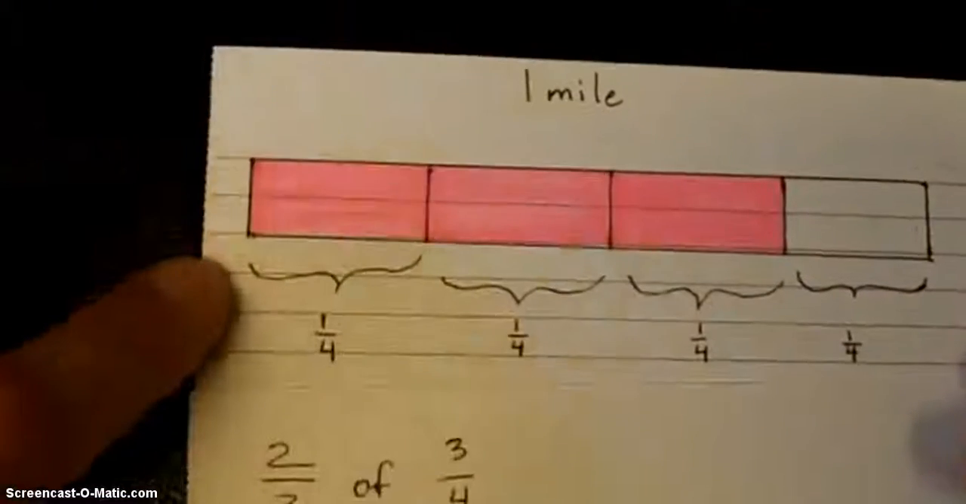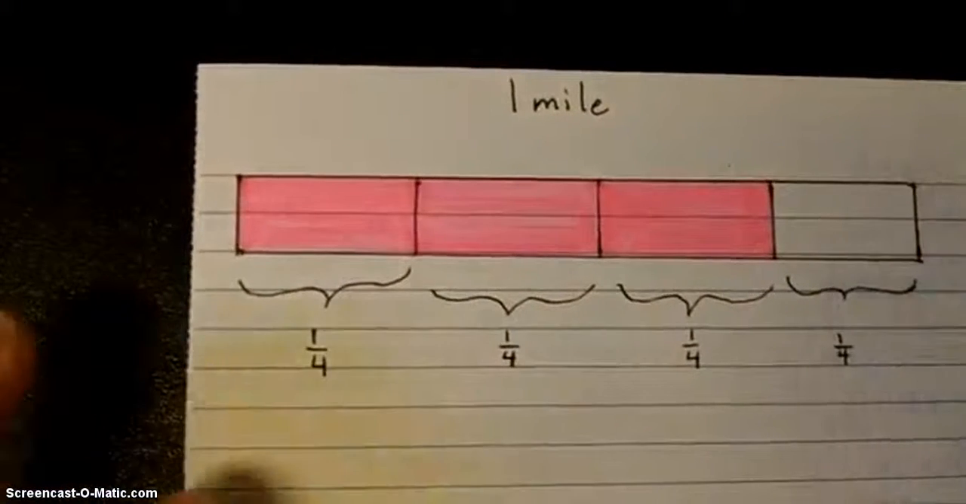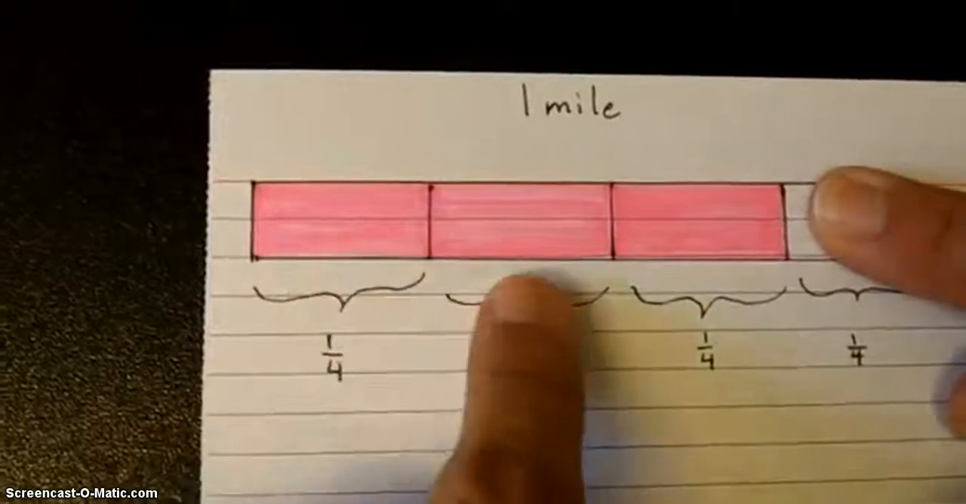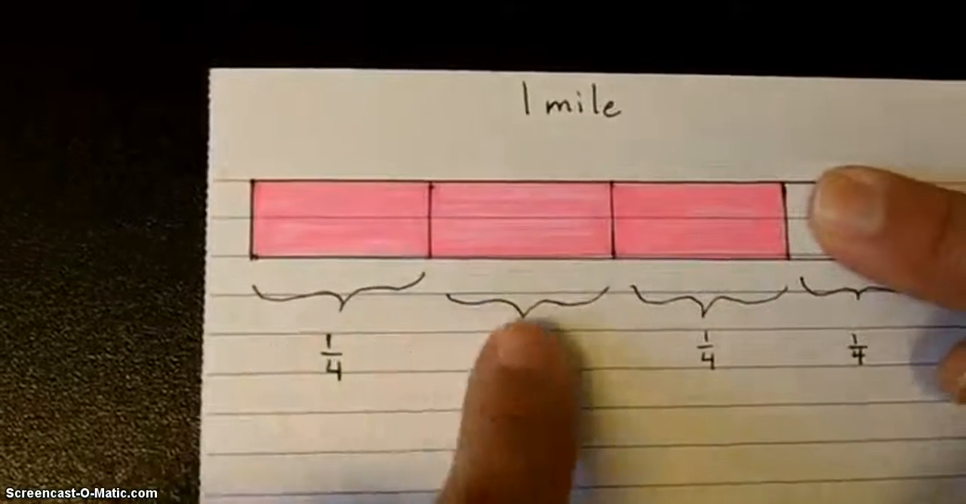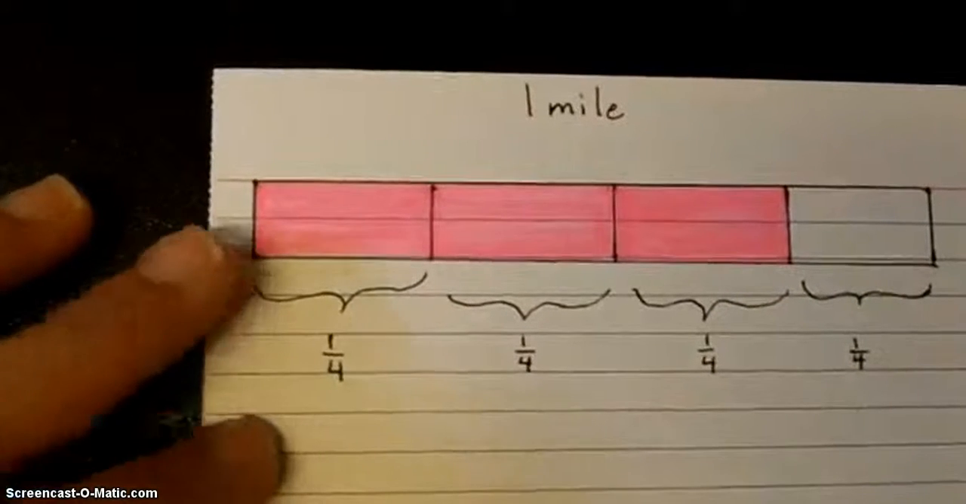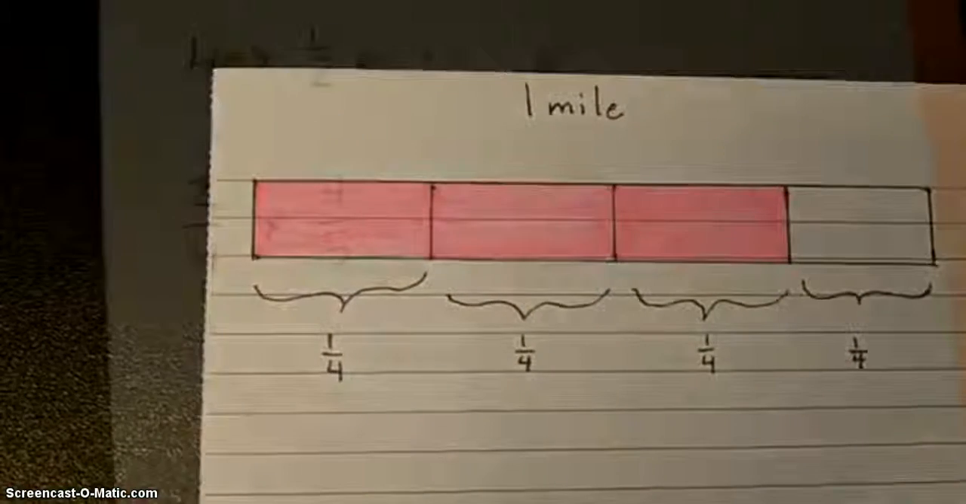And when we look back at our original picture, we saw that he only needed to run 1/4 plus 1/4, or 2/4, which is 1/2 of the whole mile in 6 minutes in order to qualify for the race.